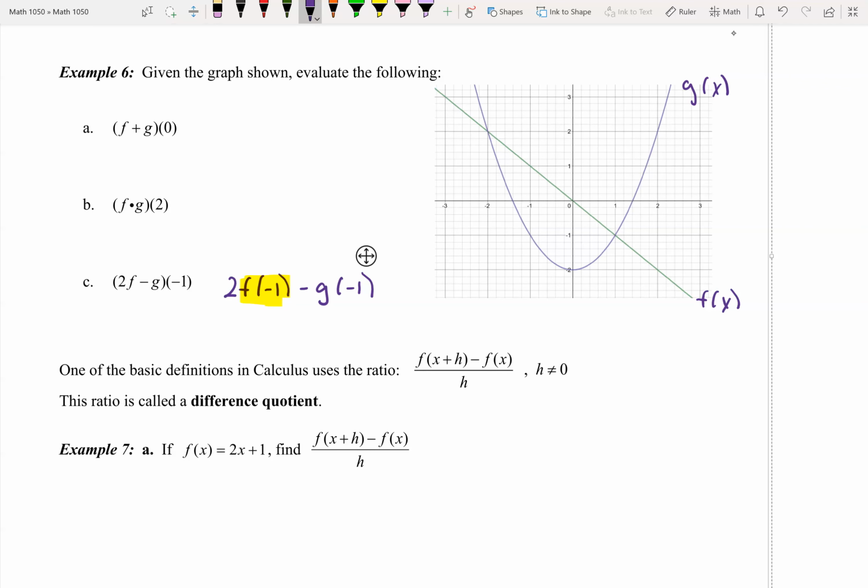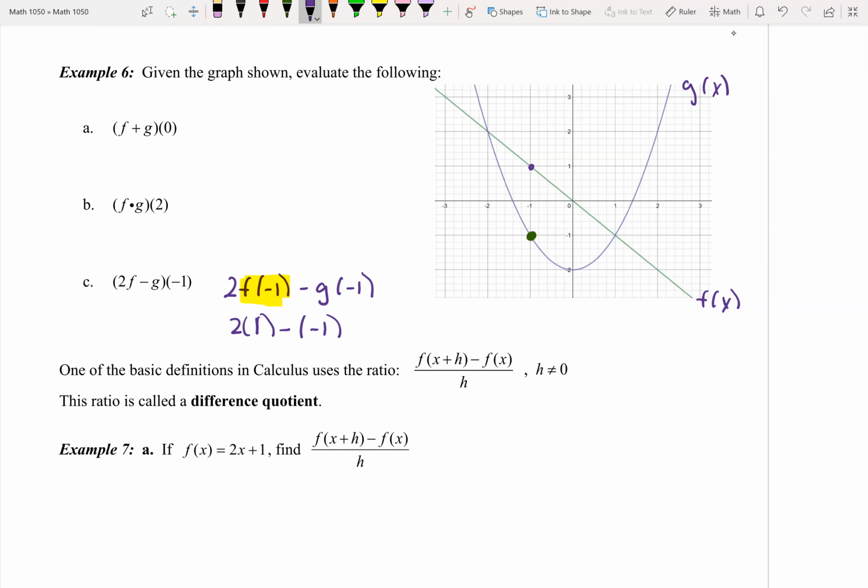So where are you at? You're right there. What's that y value? 1. So that f of negative 1 is 1. But remember, you've got that 2 in front of it, so it just looks like this. And then g of x is the parabola. Negative 1 is here. Where are you on the parabola? Right there. What's the y value? Negative 1. So make sure you write minus a negative 1.